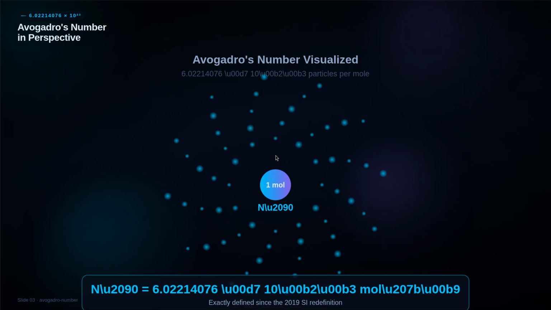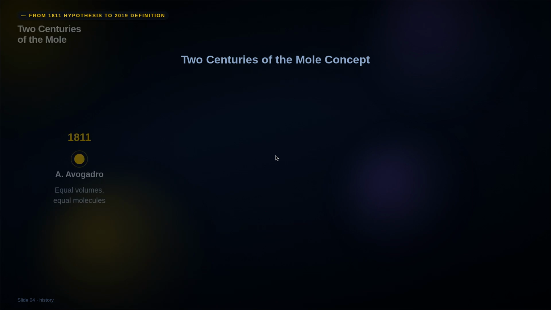To put this number in perspective, 6.022 times 10 to the 23rd soft drink cans would cover the surface of the Earth to a depth of 200 miles. Avogadro's number is the bridge that lets us count the invisible world using the gram and the liter.